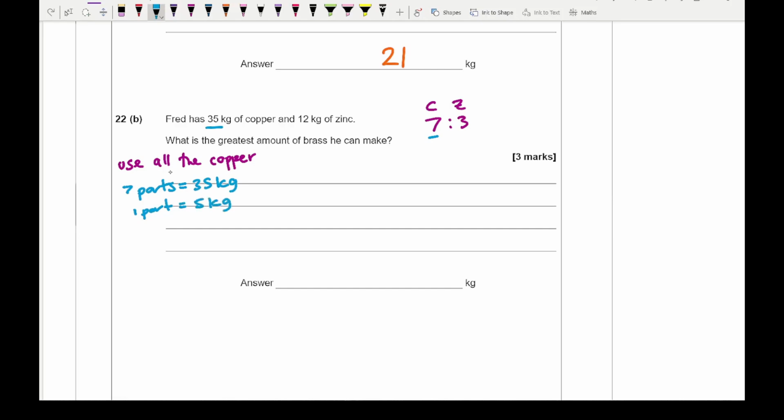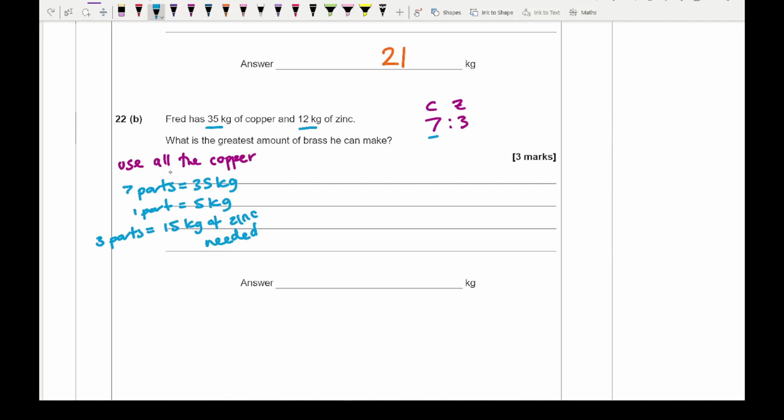So then, as zinc contains 3 parts, that means 3 parts is going to be 3 times 5, which is 15 kgs of zinc needed. Now, looking at the amounts, we haven't got 15 kilograms of zinc, so we can only use 12, so that means we need to use one less part of copper.